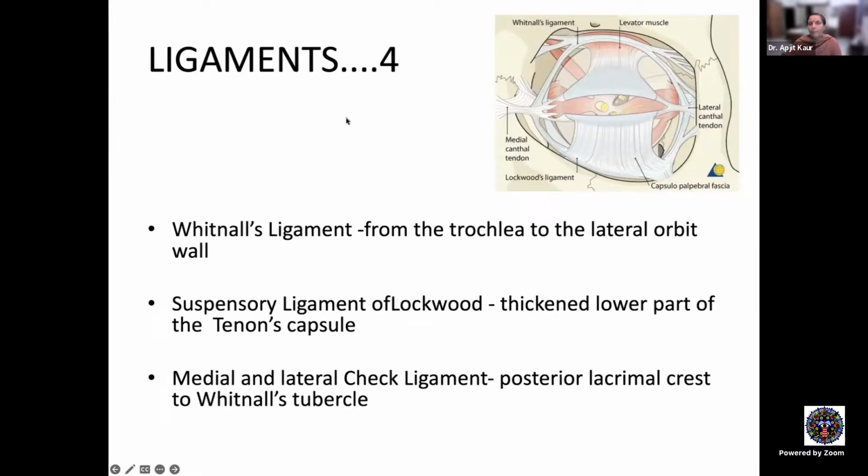So 4 ligaments are important. The Whitnall's ligament, which runs from the trochlea to the lateral orbital wall here in the superior part, right? Then is the suspensory ligament of Lockwood, which is the thickened lower part of the Tenon's capsule, this. And then there's the medial and lateral check ligaments, which attach to the posterior lacrimal crest and to the Whitnall's tubercle here.